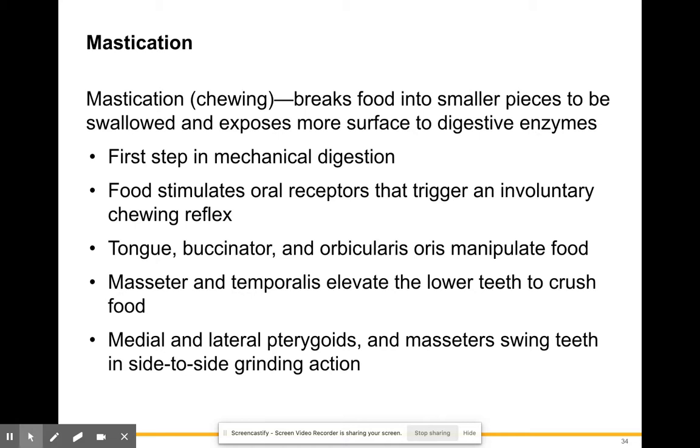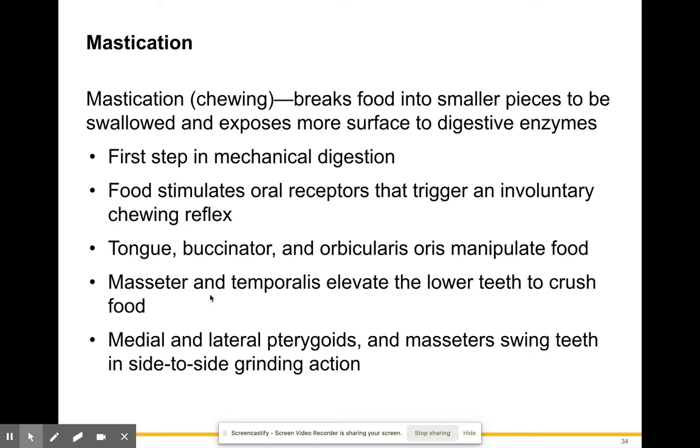Okay, the tongue, the buccinator, and the orbicularis oris are all going to help manipulate food. Those are all muscles of the mouth. We call those muscles of mastication, right? The masseter and the temporalis elevate the lower teeth to crush food. So the tongue, the buccinator, and the orbicularis oris are going to move food around. That's what manipulate food means. But the masseter and the temporalis, those two muscles are going to move the jaw up and down. Right. So it's one thing to be able to move your food from side to side. It's also another thing to move your jaw up and down so that you can actually mechanically digest food.